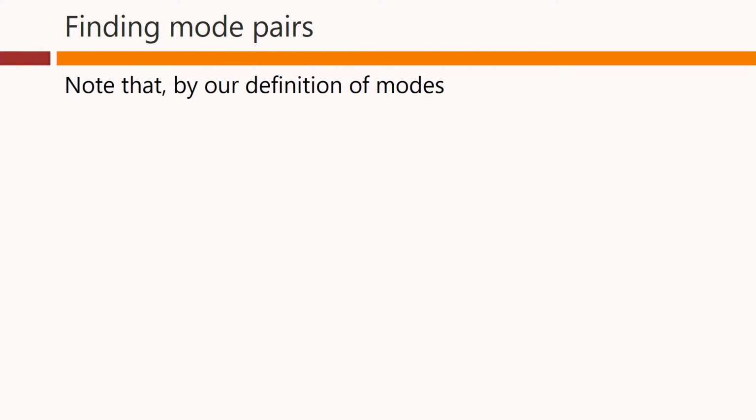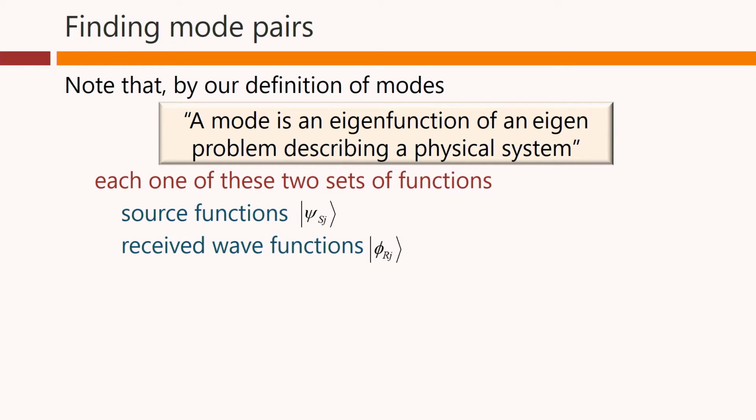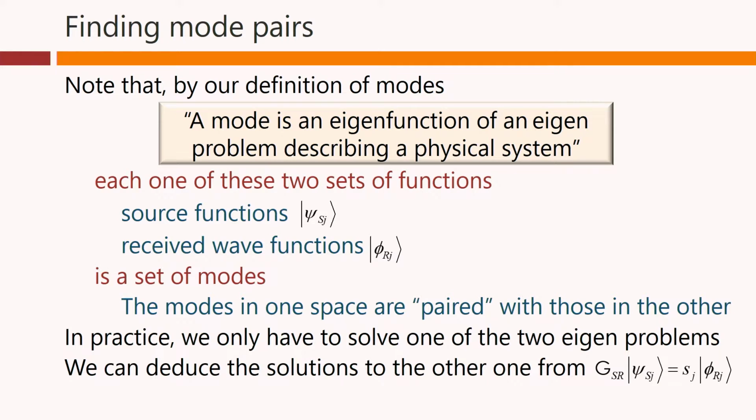Note that, by our definition of modes that we gave earlier on, each one of these two sets of functions, the source functions psi sj and the received wave functions phi rj, is a set of modes. The modes in one space are paired with those in the other. In practice, we only have to solve one of the two eigenproblems. We can deduce the solutions to the other one from, for example, GSR operating on psi sj gives us Sj times phi rj.